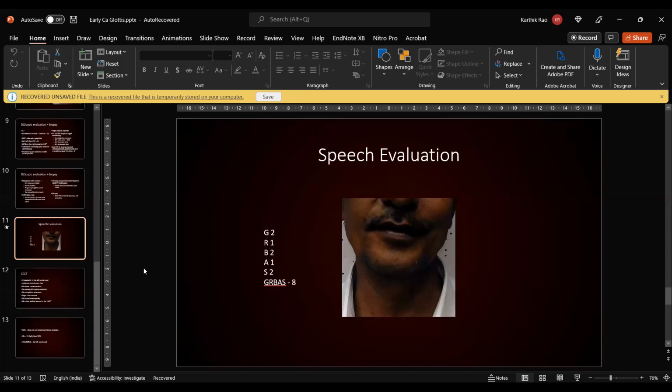Karthik, leave alone the studies. What are the usual fractionation schedules? Which will be the fractionation schedule that will be the best for your T1 glottis patient? Sir, conventional fractionation. Yes, sir. Which are the different fractionation schedules?